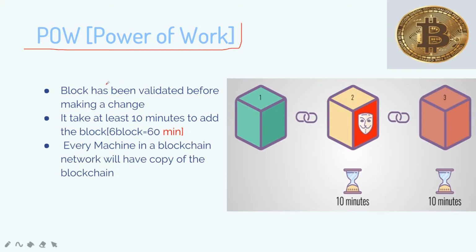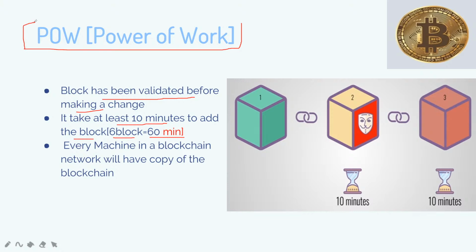So what does proof of work mean? This algorithm is used to add new blocks. Blocks are validated before making a change. If you are changing any block, it will be validated first, and adding a block takes at least 10 minutes. If you want to add 6 blocks, it will take 60 minutes, since each block needs 10 minutes. Every machine in the blockchain network will have a copy of the blockchain. So this is one of the proof of work.